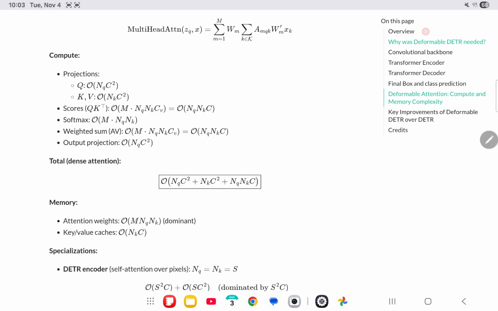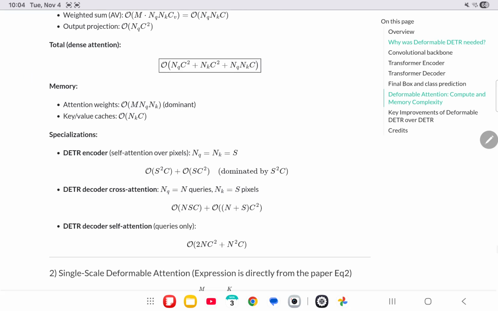Now we can actually look into the specialization of DETR. As I said, for DETR, NQ and NK are the same, because we attend to all the keys, right? In our example it was this one, so we attend to all the keys. So this becomes S square C, and so this becomes SC square. So this is the dominant term.